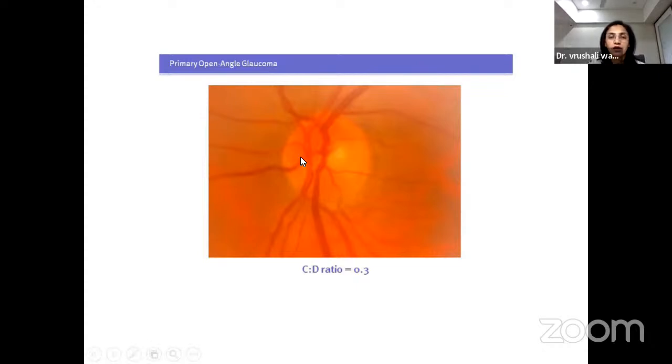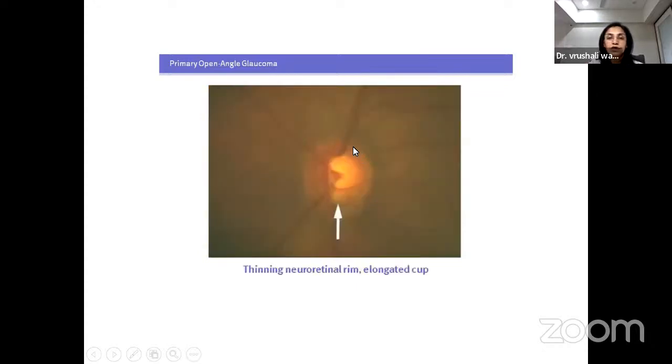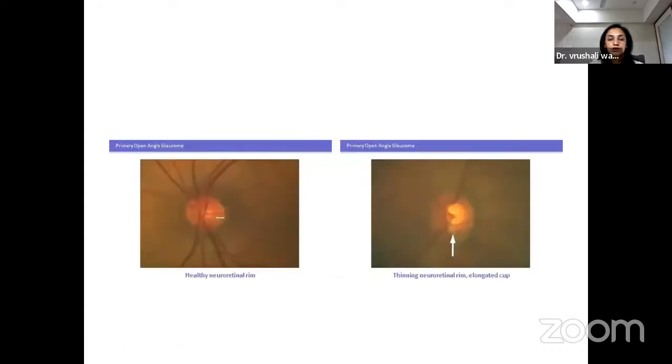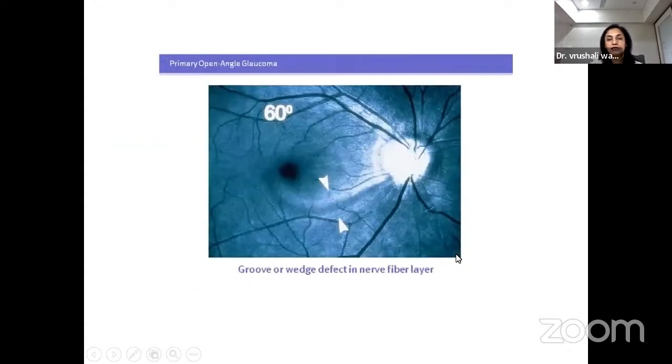This is how the thickness of the optic disc or optic nerve rim is. That is why the disc is oval, but the cup is round. When we get an oval optic cup, we should suspect glaucoma. Here we can see there is thinning, so we are getting this optic cup vertically oval. So this is thinning of the optic nerve. This is a comparison of a normal optic cup, and this is the thinning of the neuroretinal rim with an elongated cup.